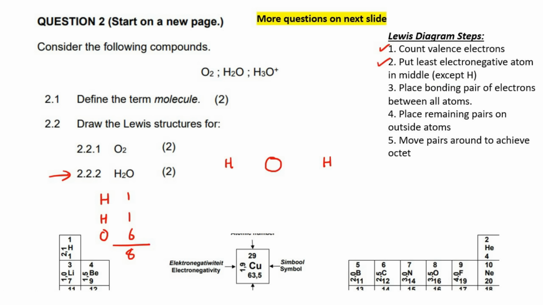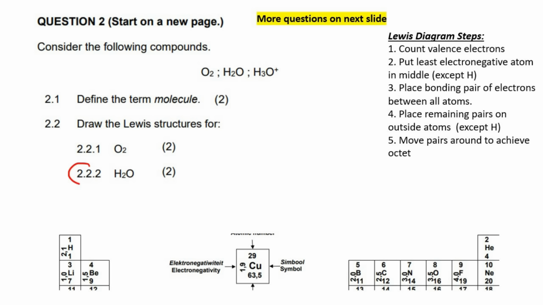Step 3. Place the bonding pair of electrons between all atoms. Okay, so we put a bonding pair between all atoms. There we go. Now, place the remaining pairs. Now, think about this carefully. We only have 8 electrons in total. We've already used 4. 1, 2, 3, 4. So it says, place the remaining pairs on the outside atoms.